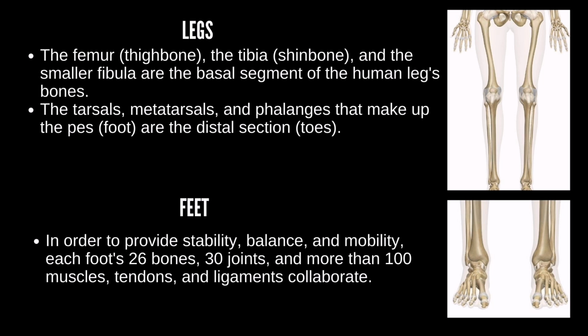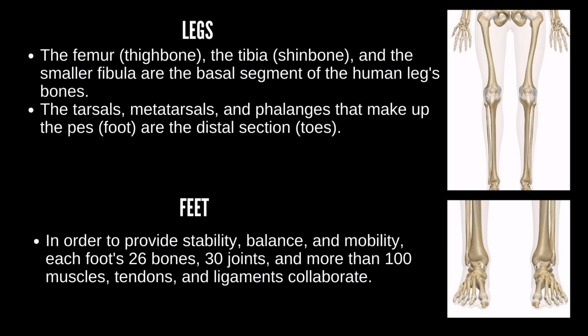Together, these muscles can move in ways including standing, walking, running, and jumping. While still being flexible enough to allow for mobility and balance, the bones and joints of the leg and foot must be robust enough to sustain the body weight.